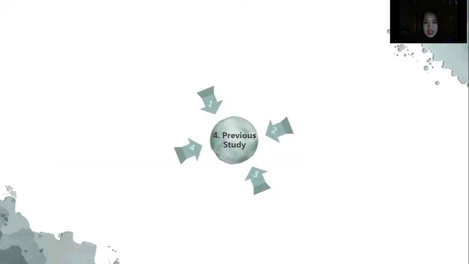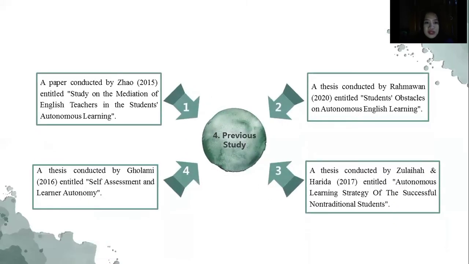And then previous study. Here, the researcher has four previous studies. First, a paper conducted by Zhao, 2015, entitled Study on the Meditation of English Teachers in the Students' Autonomous Learning. Second, a thesis conducted by Rahmawan, 2020, entitled Students' Obstacle on Autonomous English Learning. And third, a thesis conducted by Zulaiha and Harida, 2017, entitled Autonomous Learning Strategy of the Successful Non-Traditional Students.